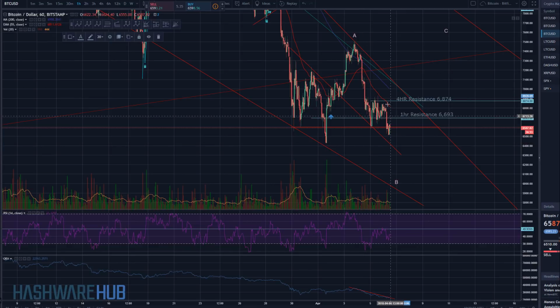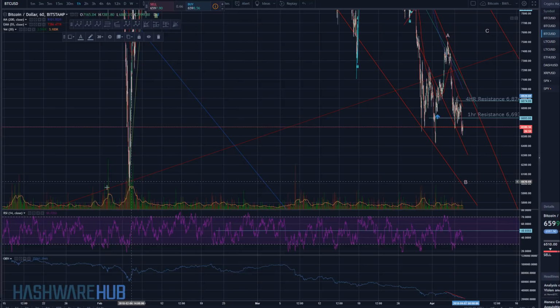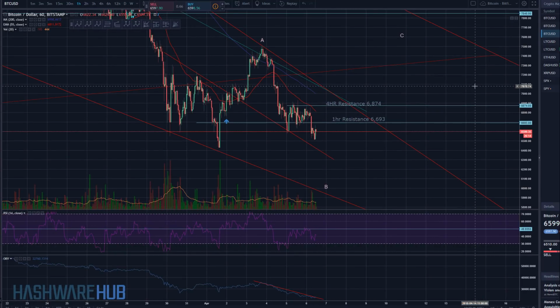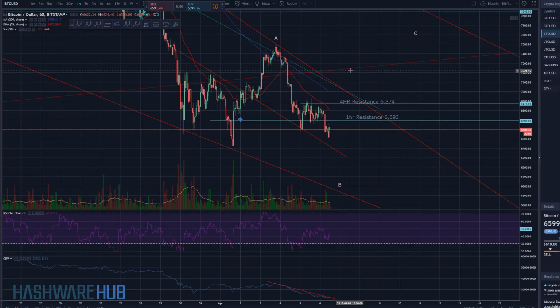We have the 55 EMA. We have the 200 moving average. We have this green line. We also have this red line. We also have the 4 hour resistance level and the 1 hour resistance level. And then if we go even more, we have this red line, this bottom trend line that comes all the way from the bottoms here. So we need substantial volume, in my opinion, to get above all this.